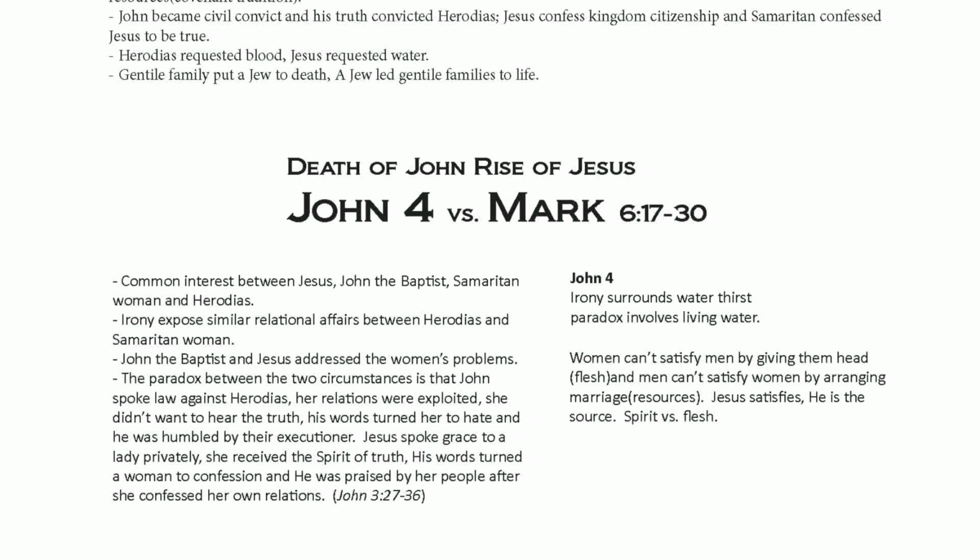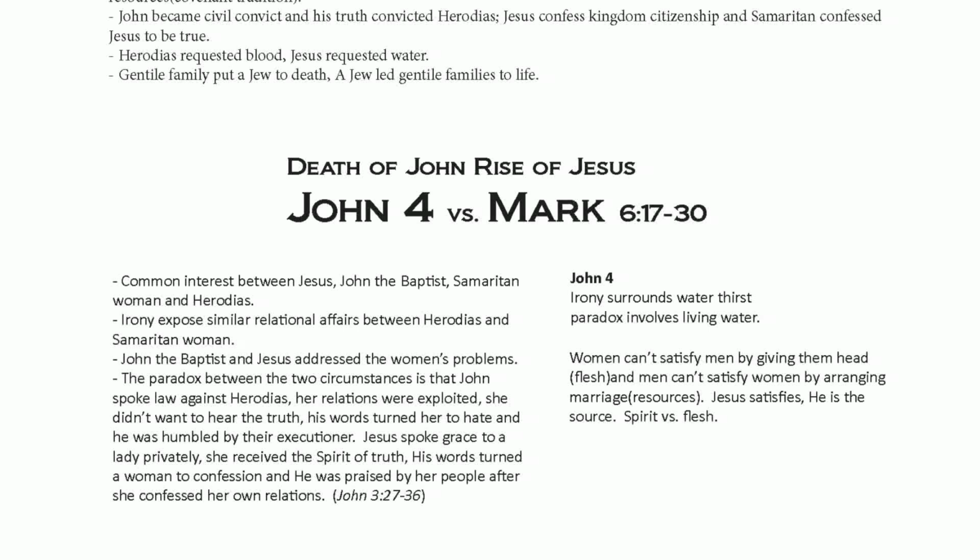Common interest between Jesus, John the Baptist, Samaritan woman, and Herodias. Irony exposed similar relational affairs between Herodias and Samaritan woman. John the Baptist and Jesus addressed the women's problems. The paradox between the two circumstances is that John spoke law against Herodias. Her relations were exploited. She didn't want to hear the truth. His words turned her to hate, and he was humbled by their executioner.